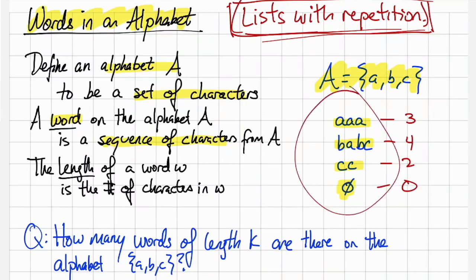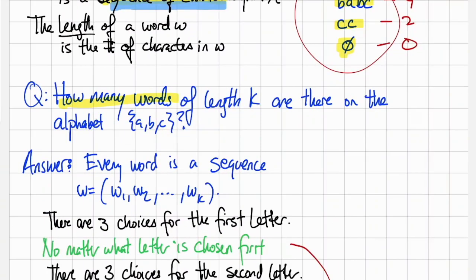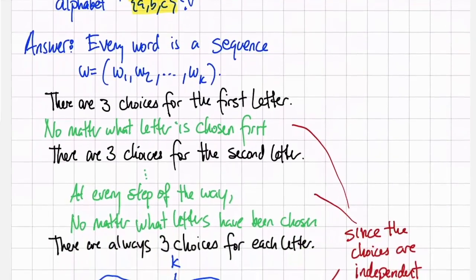You can see that these words are not words like we're used to, where they mean something. Instead, a word is simply a sequence of characters, whether or not it means anything in English. Another terminology for words in an alphabet are lists with repetition. We think of this word AAA as an ordered list, and the entries of the list are allowed to repeat. A natural question to ask is how many words there are of length K on a particular alphabet, such as ABC.